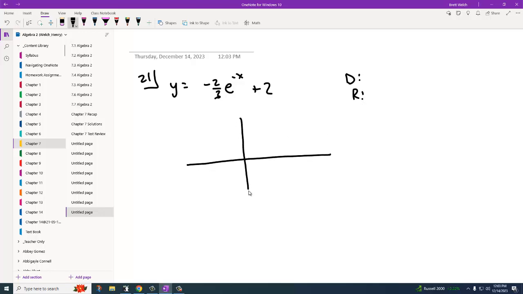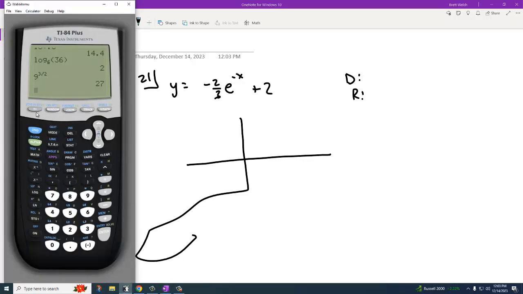I'll use my calculator to help with the process. We'll go to our y equals, and we're going to do negative 2 divided by 3. E is the second function of ln, and I'll put a negative x here, and I'll get out of the exponent, plus 2. If I produce that graph, it looks something like this. A nice decay graph as it comes up and flattens out.